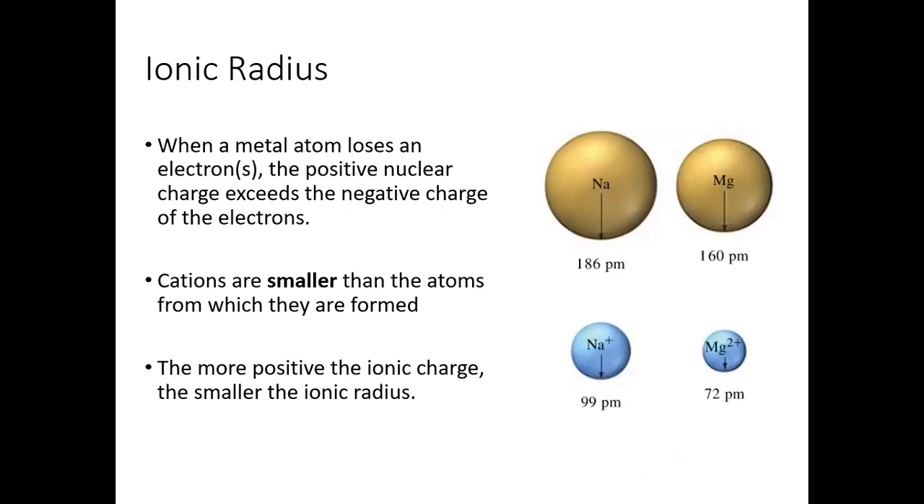Because of that, when an atom loses an electron, the positive force exceeds the negative force, the negative charges. And so you can consider that an even greater pull. So the sodium ion is actually smaller than the sodium atom. And the magnesium ion is smaller than the magnesium atom. Next slide.